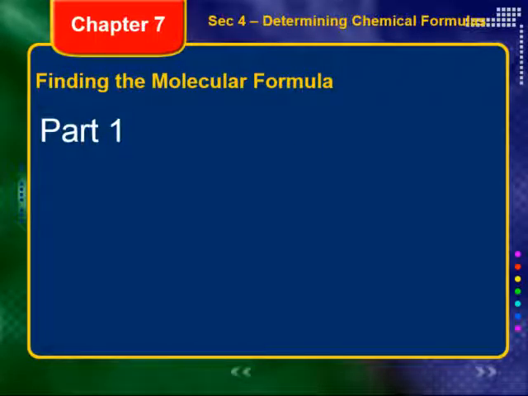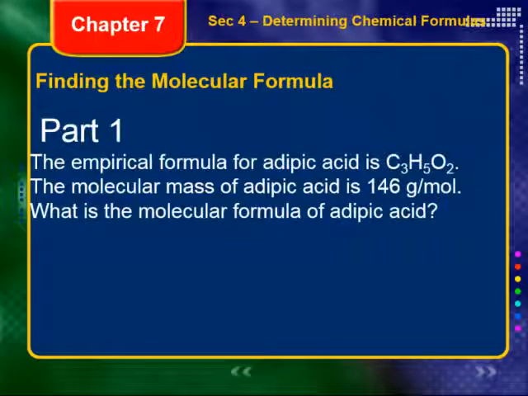All right, we're going to move on to finding the molecular formula. So first step, we just determined that the empirical formula for adipic acid is C3H5O2, right? That's what we just did. The molecular mass of adipic acid is 146 grams per mole. What is the molecular formula of adipic acid?